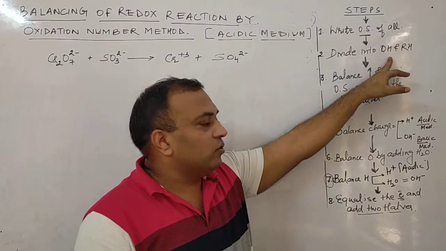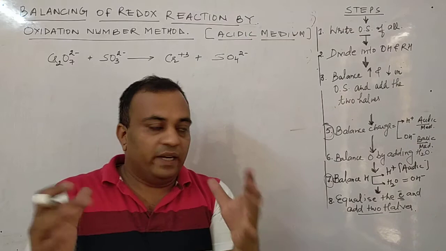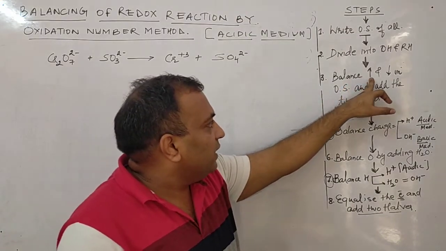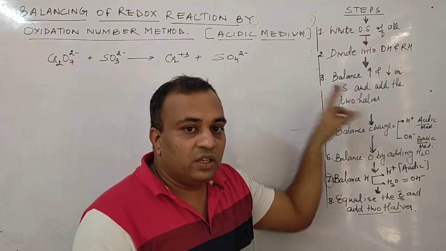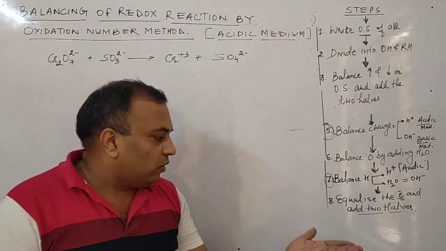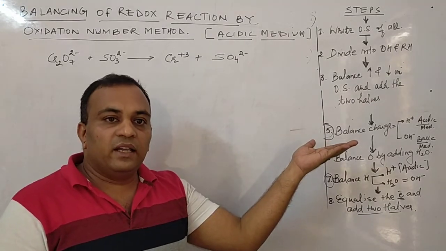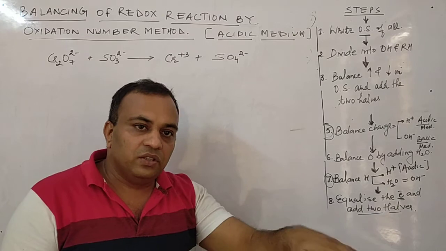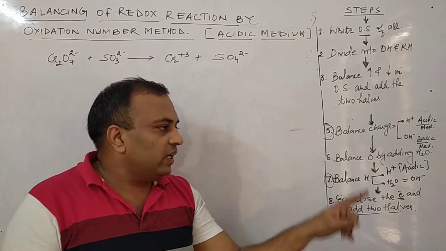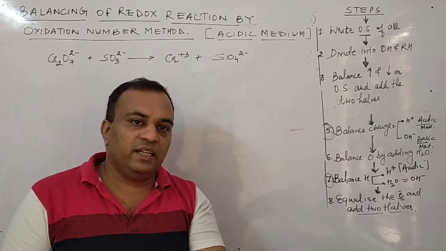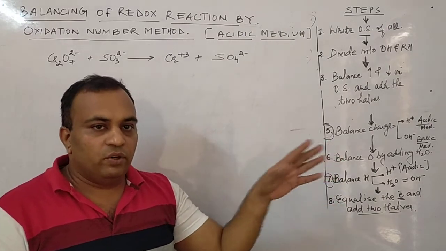Then divide into oxidation and reduction. Then you have to balance the increase and decrease in oxidation state. You know in oxidation what happens? Oxidation state increases. And in reduction oxidation state decreases. So you have to equalize them. The increase must be equal to decrease. That we will discuss, how can we do it, now.